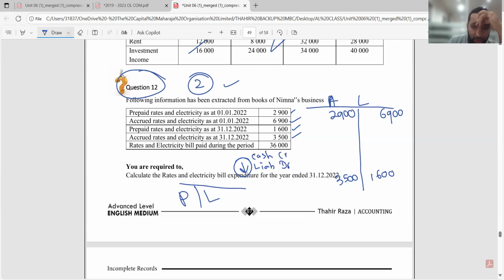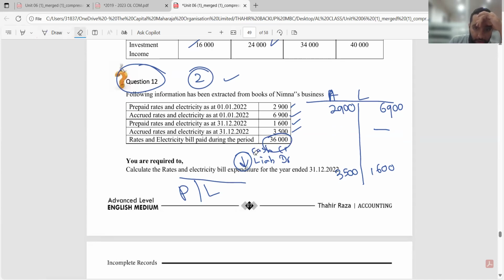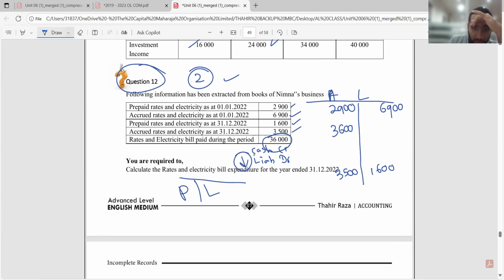Right. So which side do we have to put this 36,000? Is it the left side or the right side? Liability goes down means which side? Liability goes down means it's on the debit side, right? So you put 36,000 here. And then what they're asking, the expenditure. What is the double entry for expenditure? P&L debit. And then what is credit? Yes, the liability accrued is credit, right?